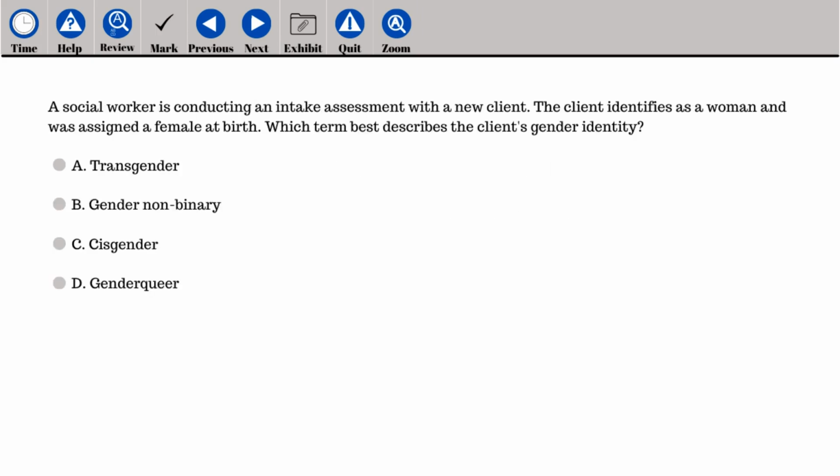A social worker is conducting an intake assessment with a new client. The client identifies as a woman and was assigned female at birth. Which term best describes the client's gender identity? A. Transgender. B. Gender non-binary. C. Cisgender. D. Genderqueer.